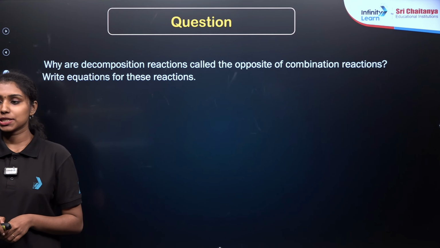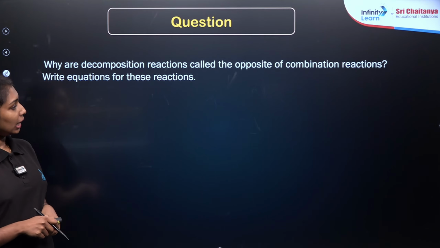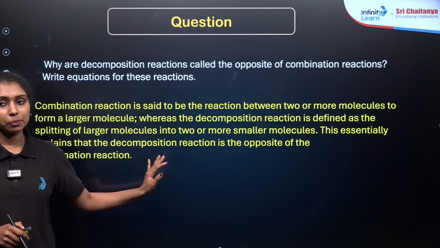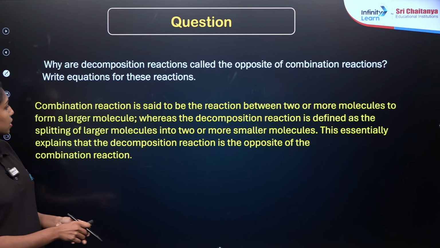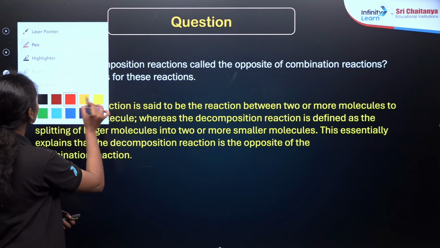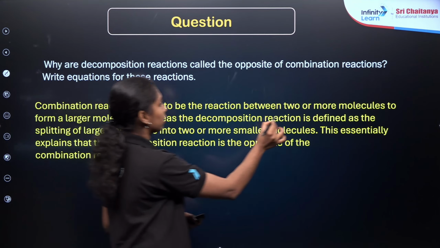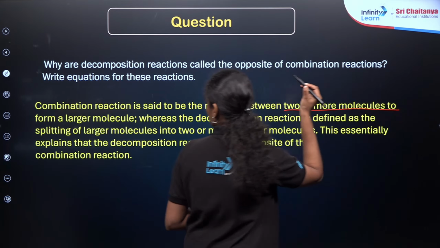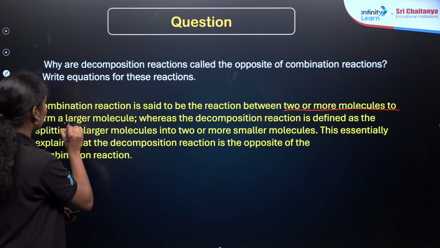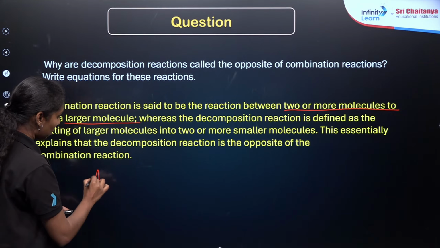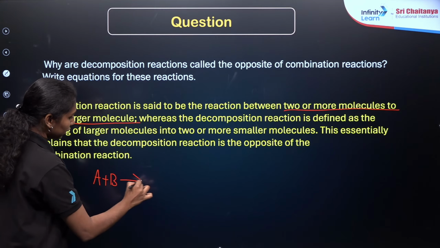Decomposition means expand, combination means add, right? Okay, that's fine, but you need to give a proper answer depending upon the marks, right? In the case of a combination reaction, that is the reaction in which 2 or more reactants combine together to form a single product, right? 2 or more molecules form a larger molecule. That is the combination reaction. For example, A plus B gives C, right?